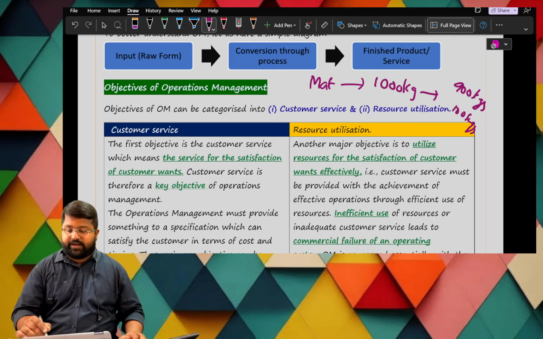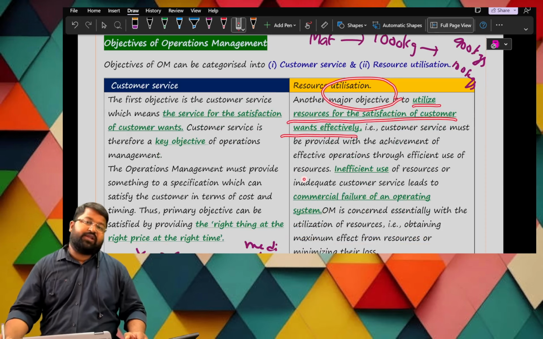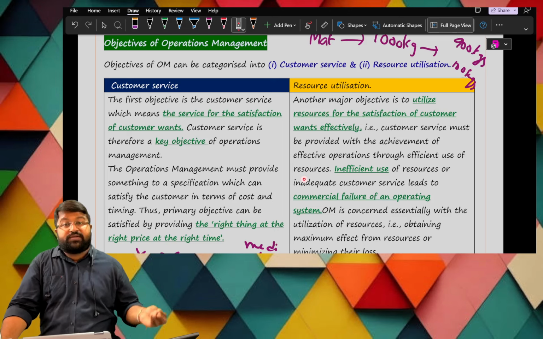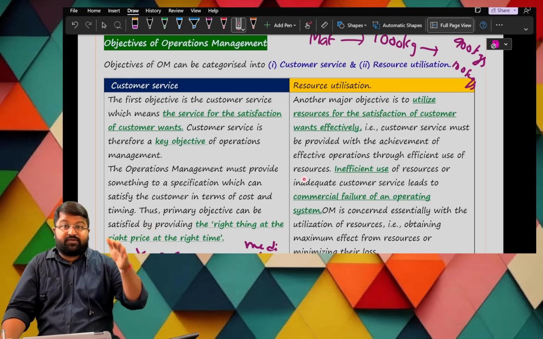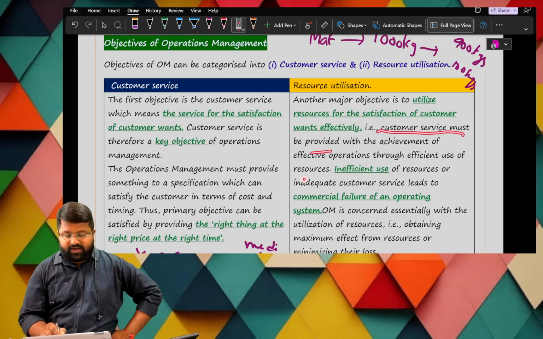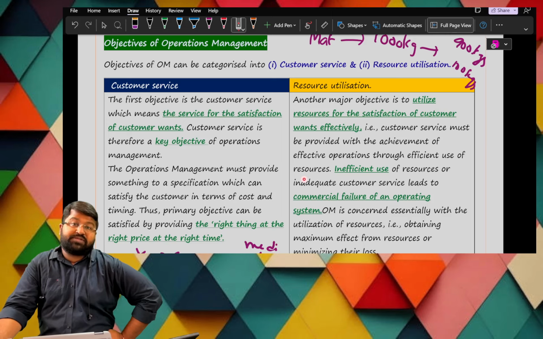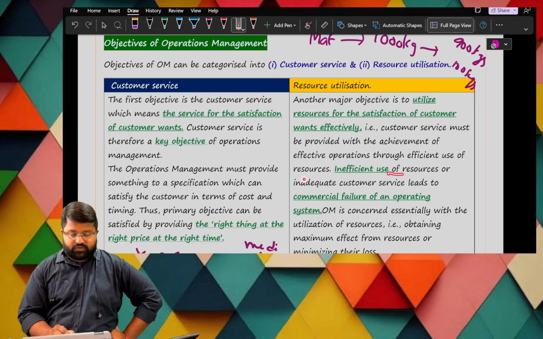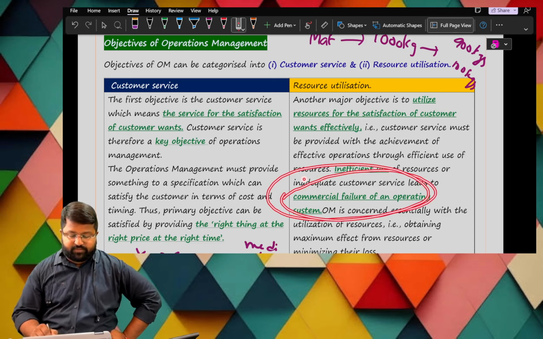So now let us see the content. Another major objective is to utilize the resources for the satisfaction of customer wants effectively. How should we use the resources? We should use the resources effectively. If you are using the resources effectively, then we are safe because our cost will be in a controlled position. Customer service must be provided with the achievement of effective operations through the efficient use of resources. You should make efficient use of the resources. Inefficient use of resources or inadequate customer service leads to commercial failure of the operating system.